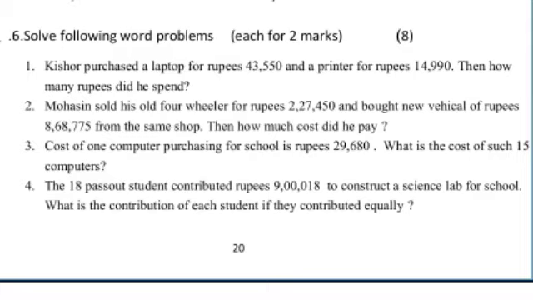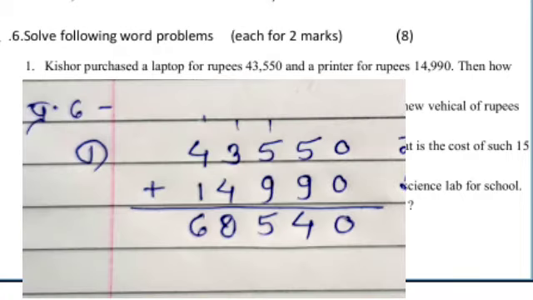Here first we have to know which action to do. The question is how many rupees did he spend? Total rupees we have to take. So we do here addition of two numbers, and this addition is done by this. Answer is 68,540. Total amount spent by Kishore to purchase laptop and printer.